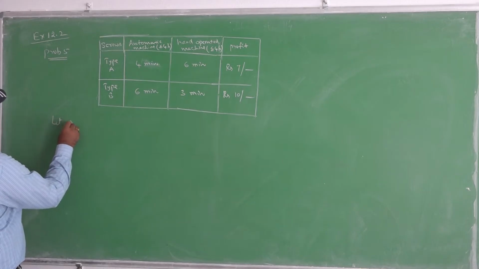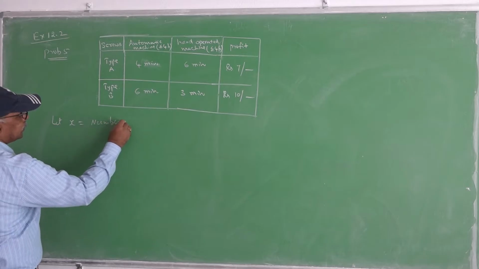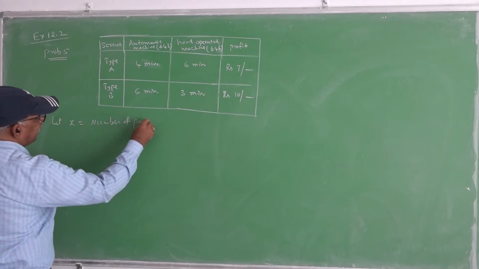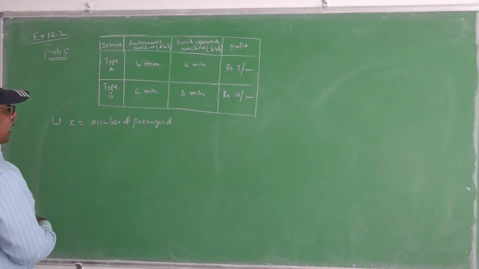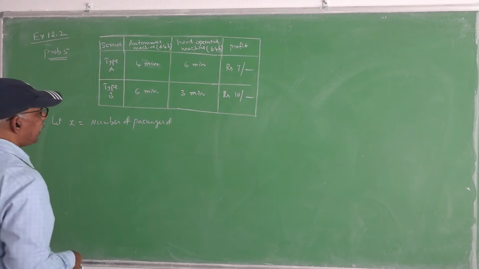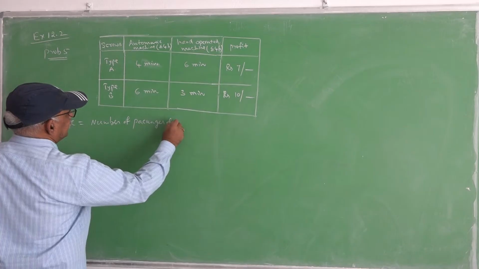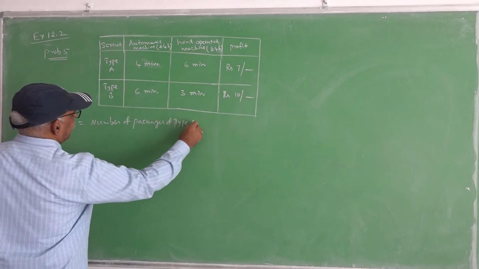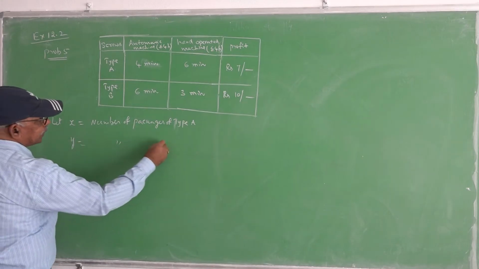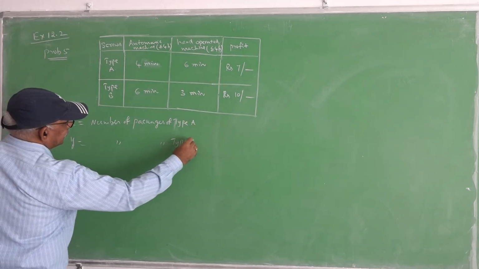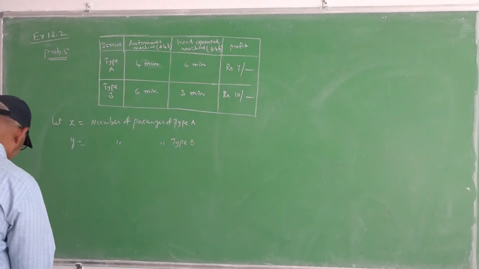Let x stand for the number of packages of type A to be manufactured in a day. Y stands for the number of packages of type B manufactured per day.